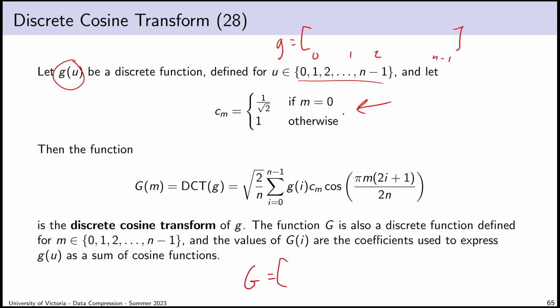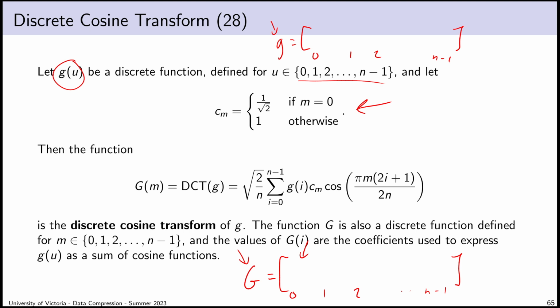What I want is a set of coefficients. So I'm going to derive this new array. My original array was G with my input data. I'm going to make up a new array called uppercase G that also has indices 0, 1, 2, up to n minus 1. But I'm going to treat uppercase G just like a function. So if I want the first coefficient, I evaluate G of 0, basically.